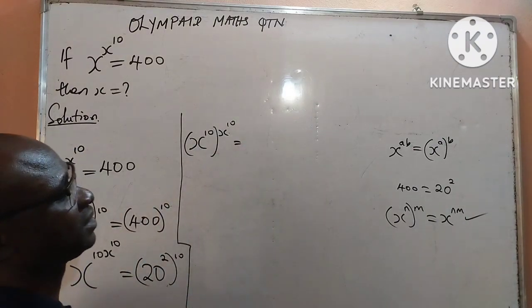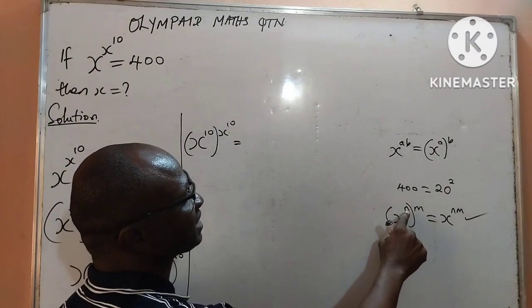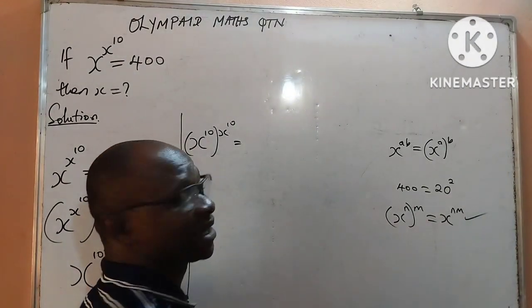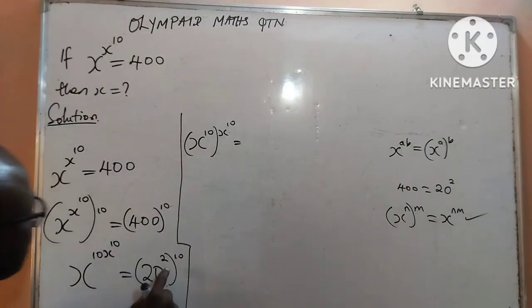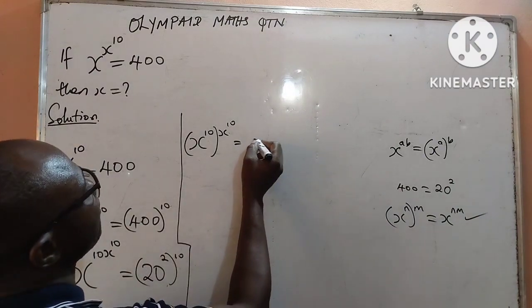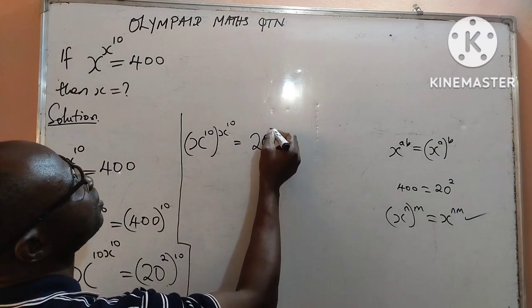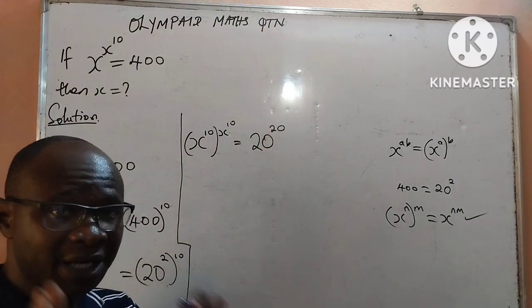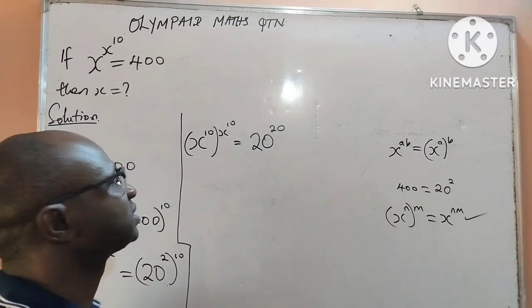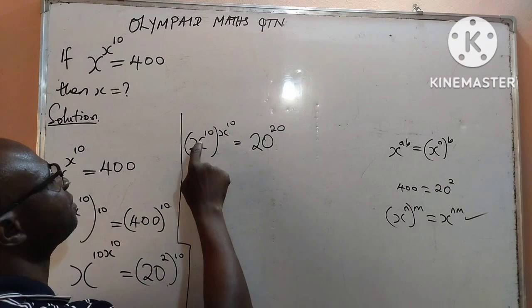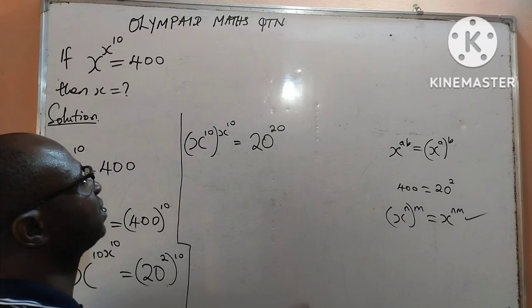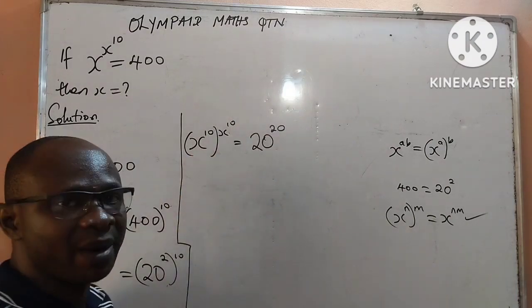And on the right hand side, because the power inside the bracket can multiply the one outside the bracket, as it is written here, I can therefore say 2 inside the bracket can multiply with 10 outside the bracket, giving me on the right hand side 20 raised to power 20. At this point, we have achieved something significant. On the left hand side, the base is the same as the power. And on the right hand side, the base is the same as the power.